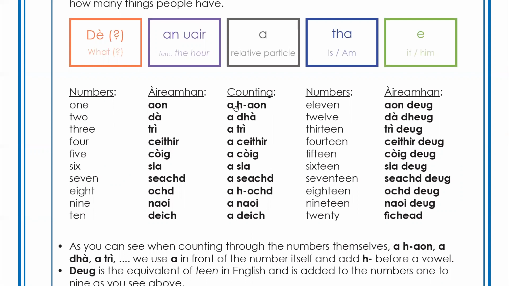So, firstly, un, da, tri, cead, coig, shia, seach, och, neu, deich. So that's the numbers 1 to 10. Un, da, tri, cead, coig, shia, seach, och, neu, deich.